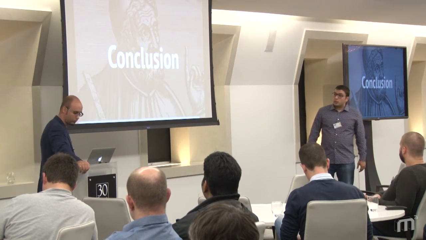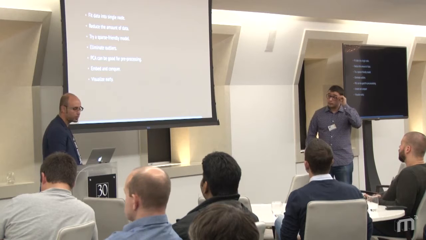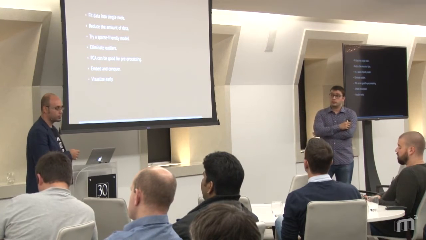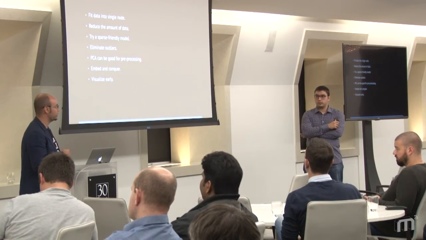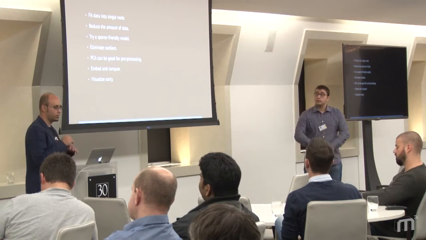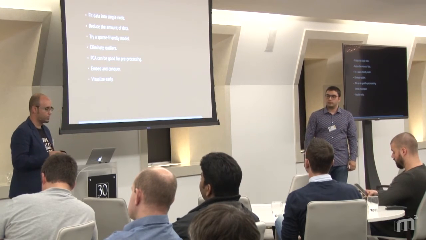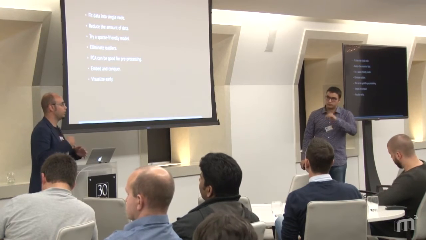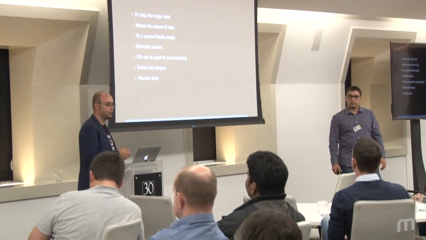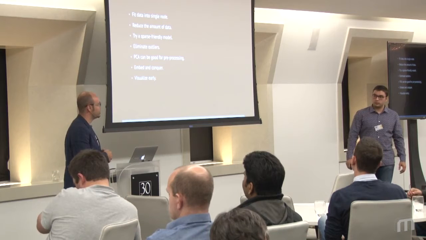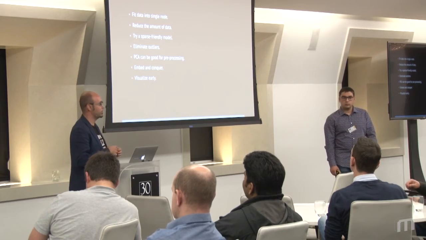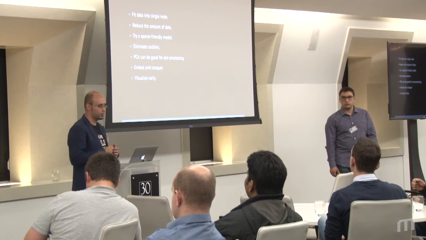Okay, let's go to the conclusion. Let me just repeat what I said earlier. You should always fit your data into a single node. To do that, probably you will need to reduce the amount of your data, and you should try a sparse-friendly model before even going further with dimensionality reduction. You should always eliminate outliers. They're usually very bad for any sort of algorithm, not only principal component analysis. And usually PCA is a good first step for any other algorithms which require lowered dimensionality.